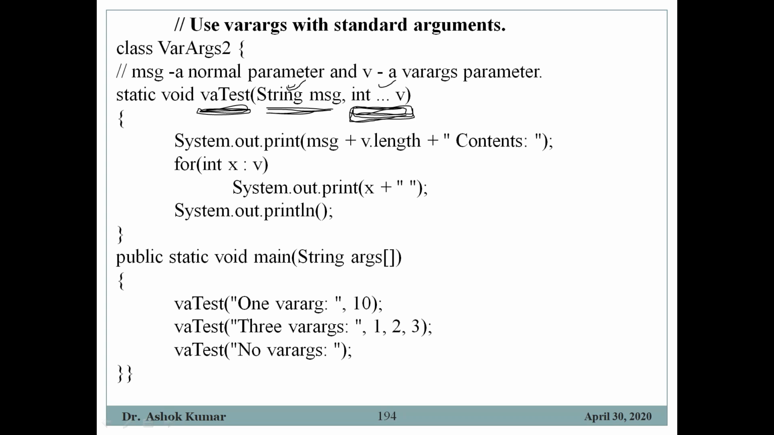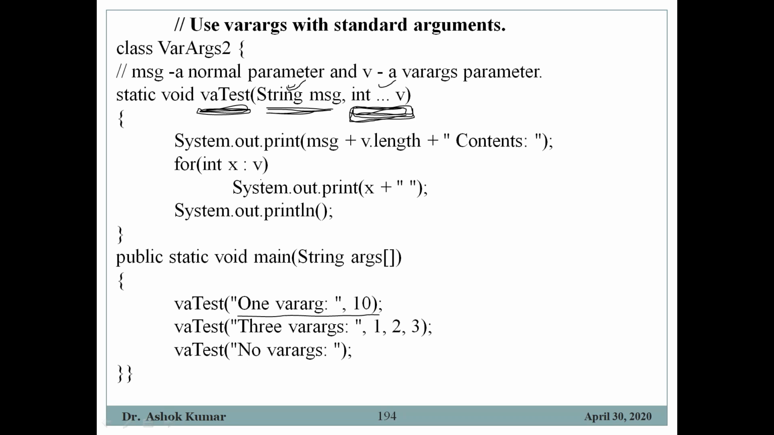From main we are calling it with two values first. This one argument will be copied into the first parameter msg. 10 will be assigned to v, that is an array. So this will be a one-element array because it gets only one value from the calling statement. And when the body of the method is executed, you will get the message, then v.length gives you one, the contents.